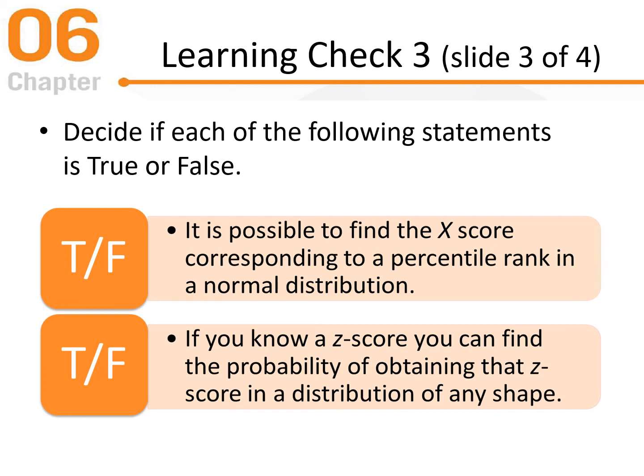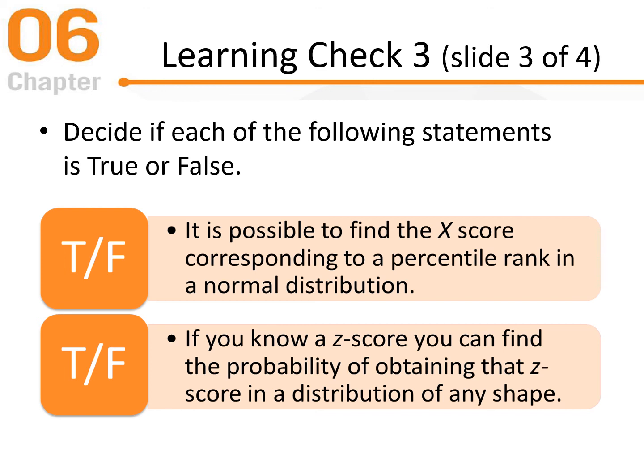True or false? It's possible to find the x-score corresponding to a percentile rank in a normal distribution. Well, you can find that. Once you get the percentile rank, you need to convert to a z-score, and then you convert to a raw score. If you know a z-score, you can find the probability of obtaining the z-score in a distribution of any shape. No. You can only find probabilities that correspond to z-scores when you have a normal distribution.